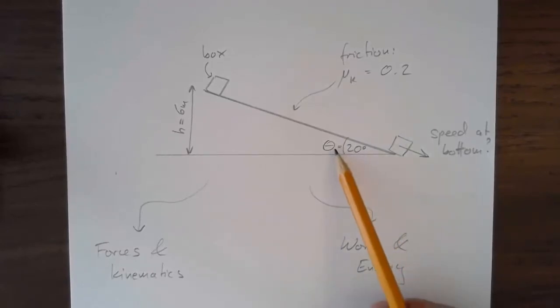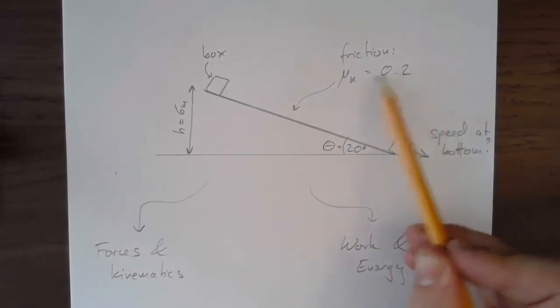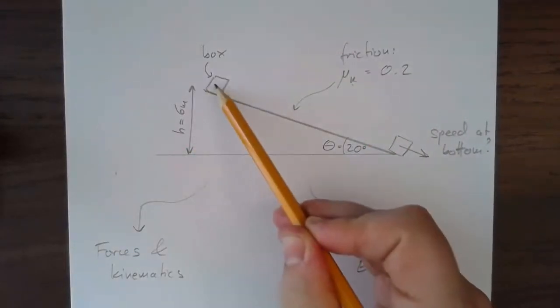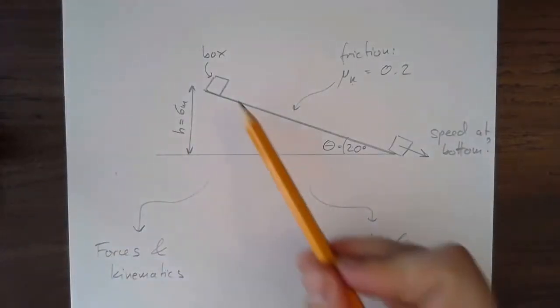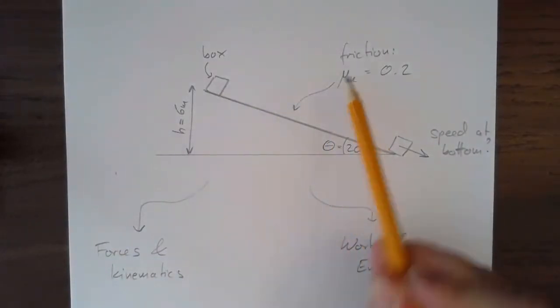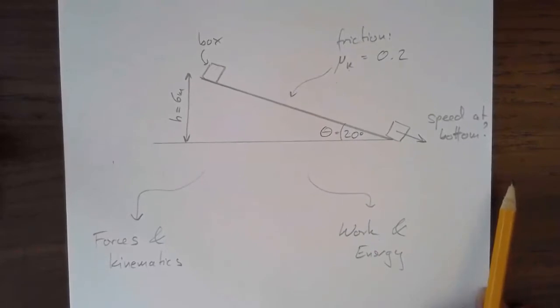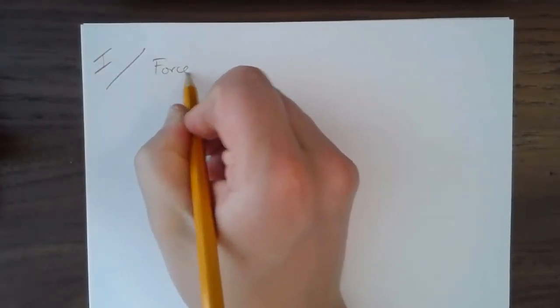And I have supplied values here, 0.2 for the coefficient of kinetic friction, 20 degrees for the angle, and we start at a height of 6 meters. But really, I want to solve this symbolically, and we can just plug in numbers at the end. Let's get started with the first method. This is the first method using forces and kinematics.